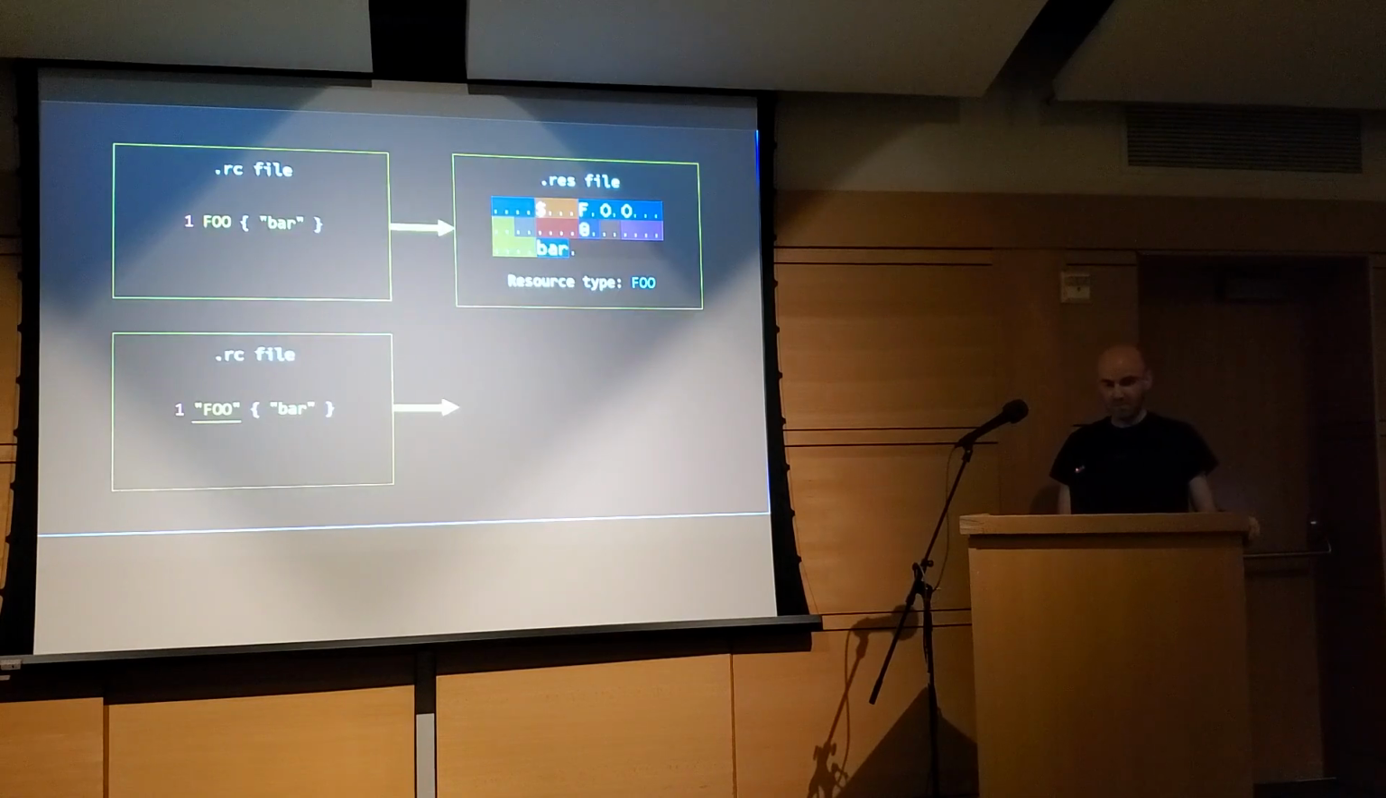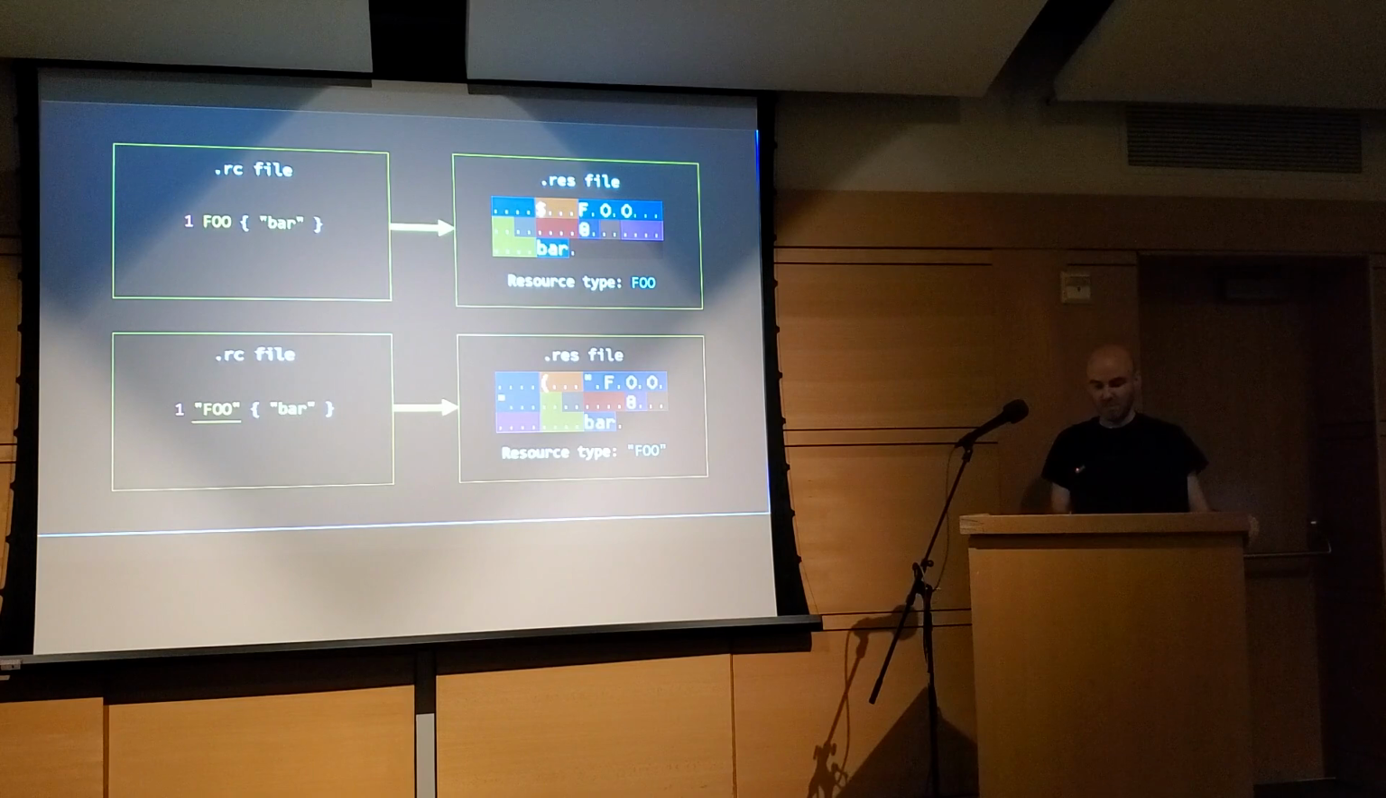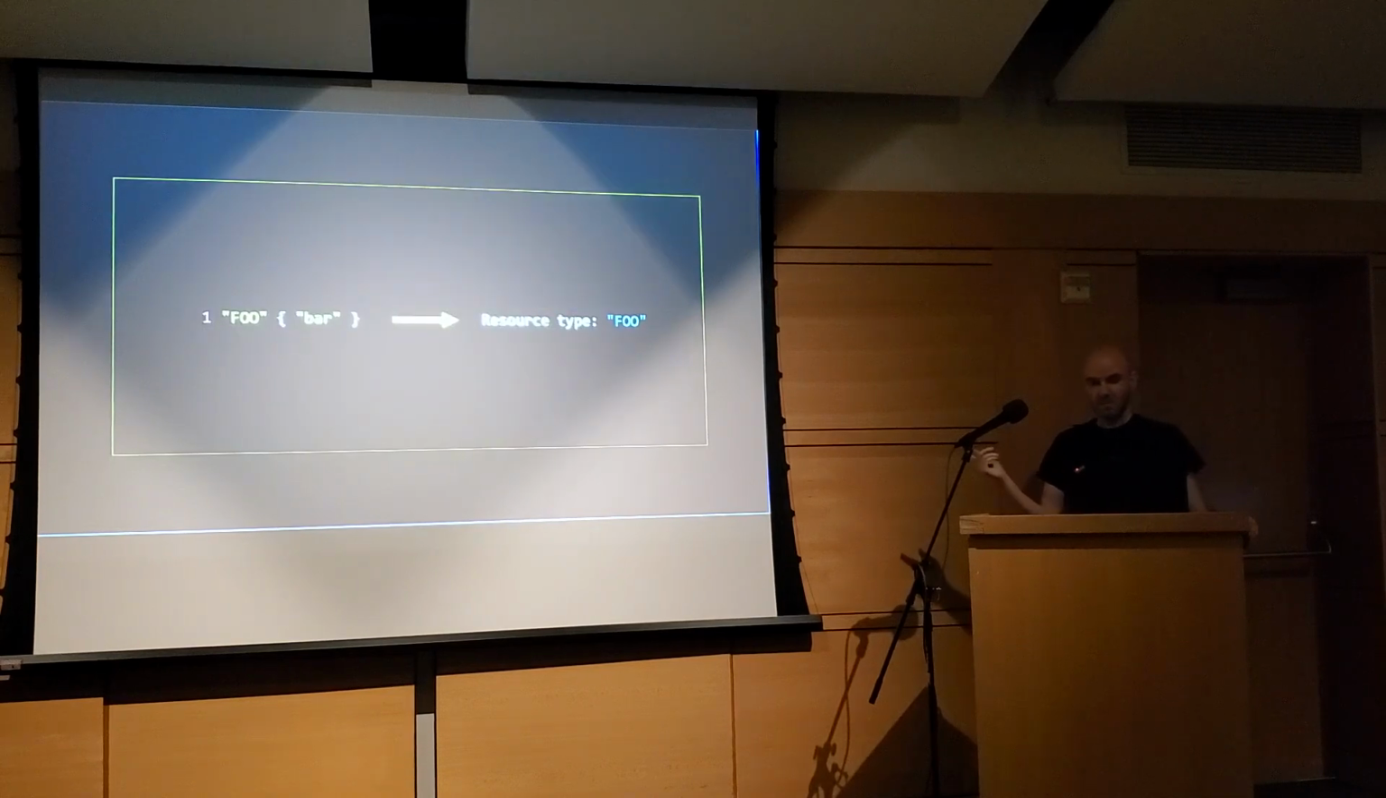But what happens if you put quotes around the resource type, around foo? You would think now it's just a quoted string. You'd probably parse it into foo and then you'll get the same thing. But in this case, actually, the Microsoft version includes the quotes in the type name. And this example is actually one that all the different implementations handle differently.